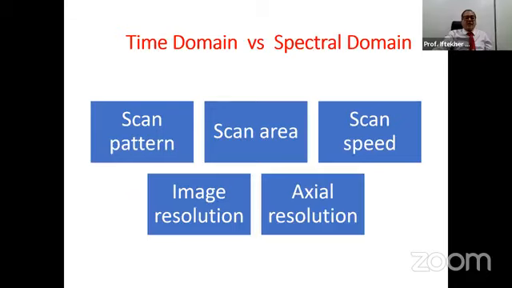Time domain uses 6 radial scans, whereas spectral domain uses a cubical scan. The scanning area in time domain is 3.4 millimeter, whereas in spectral domain it is 6 millimeter. The scan speed in time domain is only 400 scans per second, whereas in spectral domain it is more than 40,000. And the image resolution in spectral domain is better than time domain OCT.